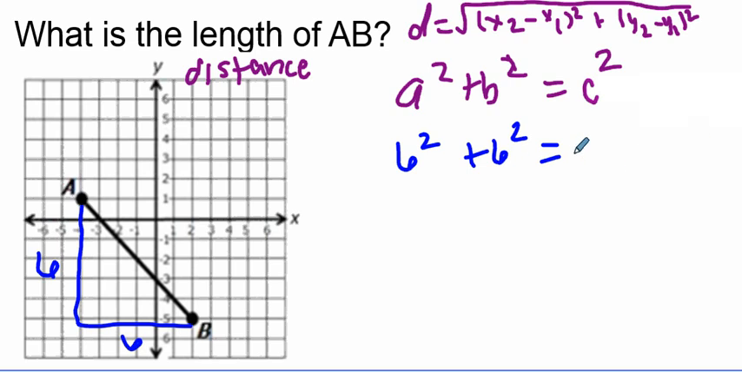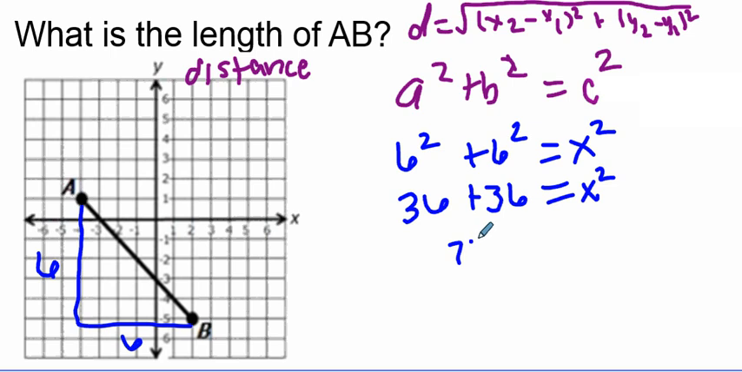Now, if you're using decimals, instead of putting a c, you're going to want to put an x, and from here, you could type this straight into decimals, and it would pop out a decimal answer for you. Now, I'm going to keep going and do it by hand, so we'll get 36 plus 36 equals x squared, which is 72 equals x squared. And then we're going to take the square root. Now, when you take the square root of 72, you're going to get a decimal answer.